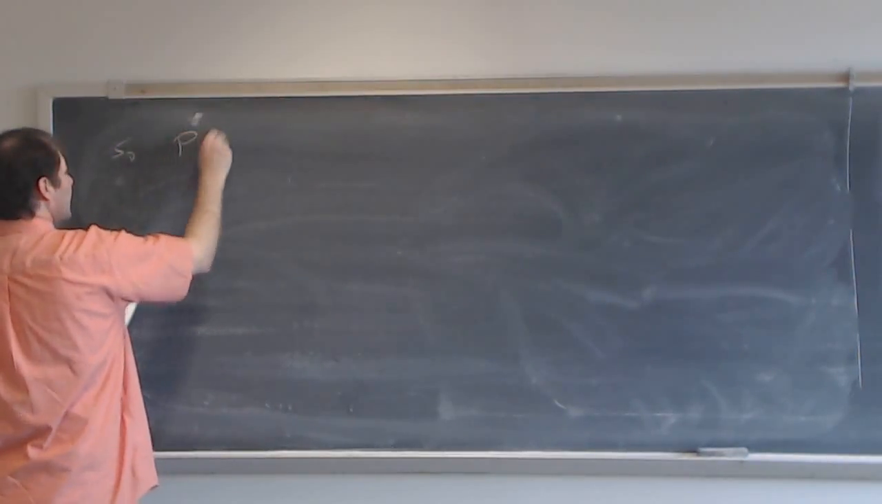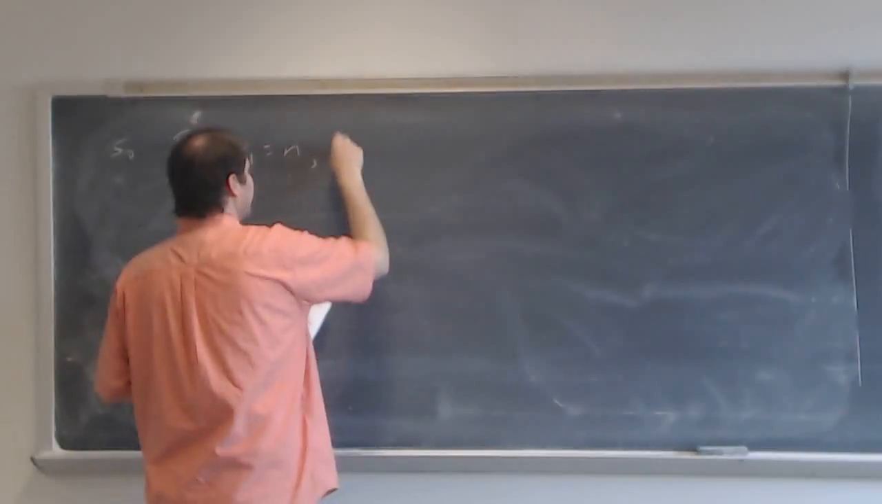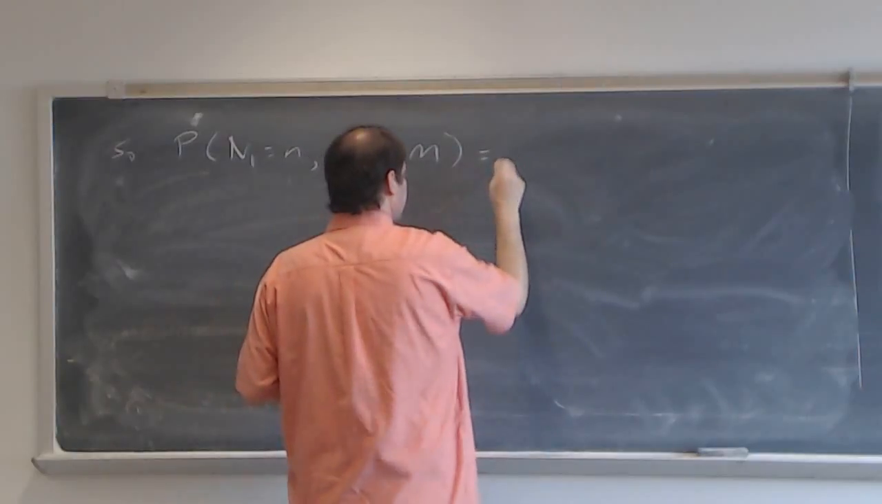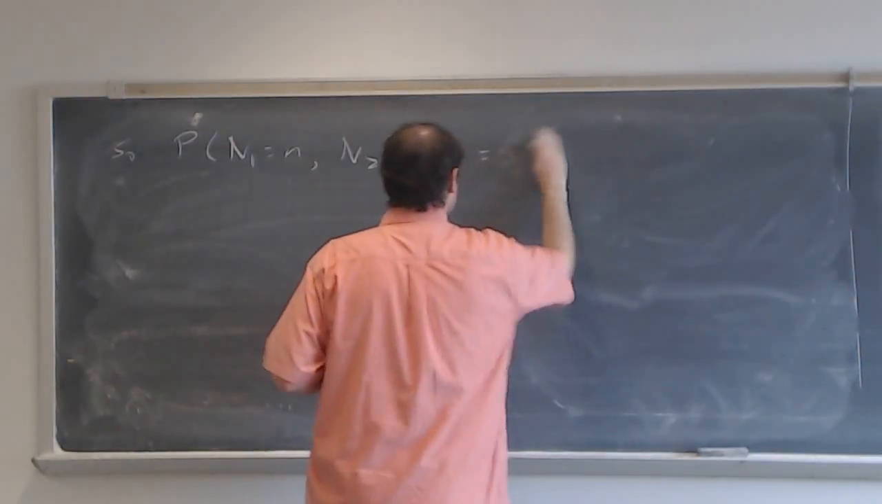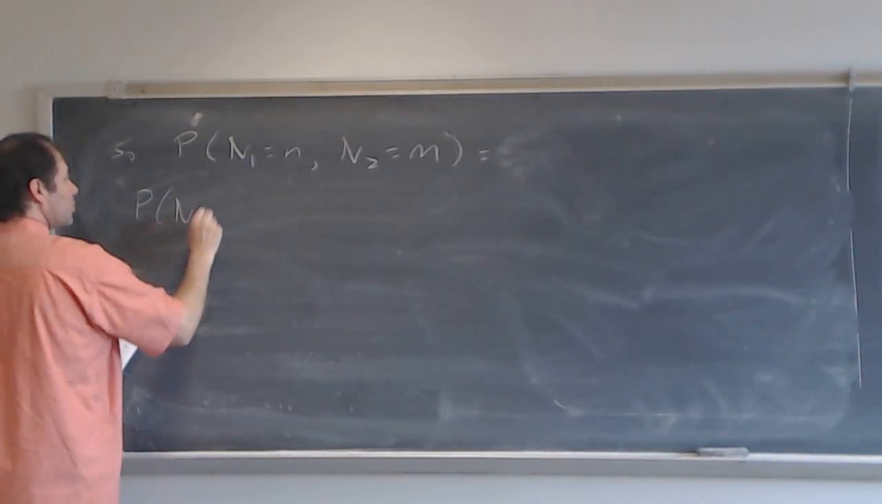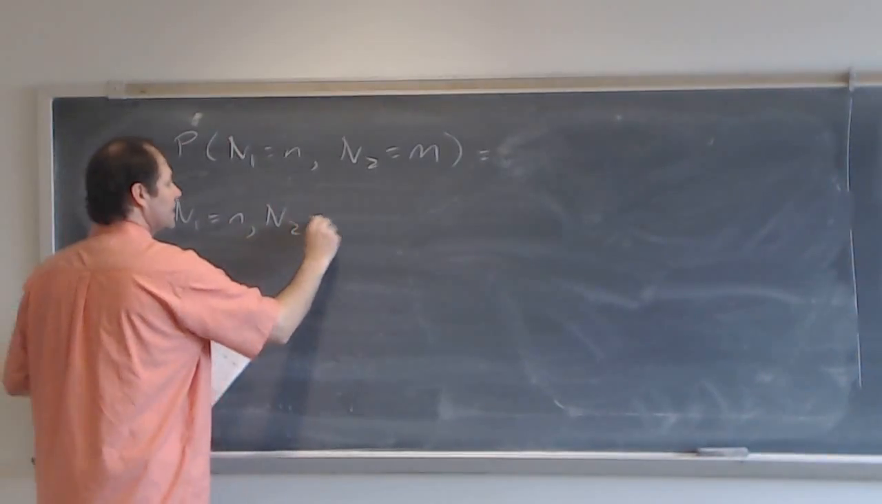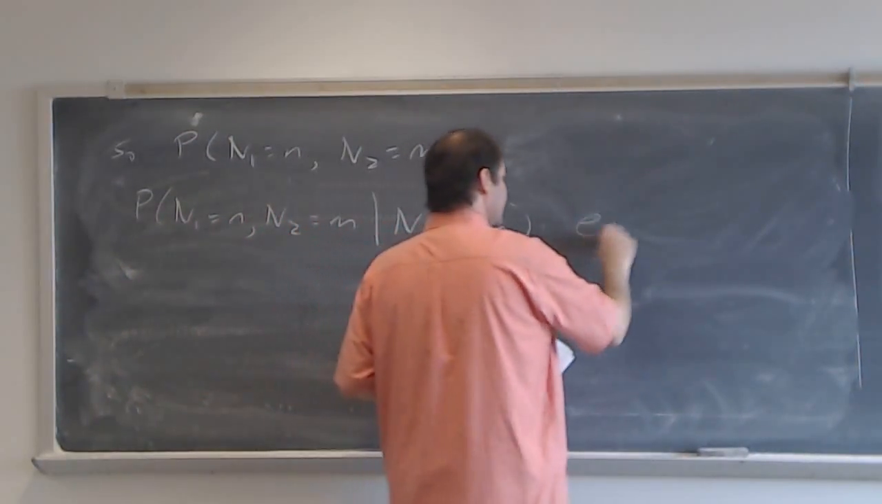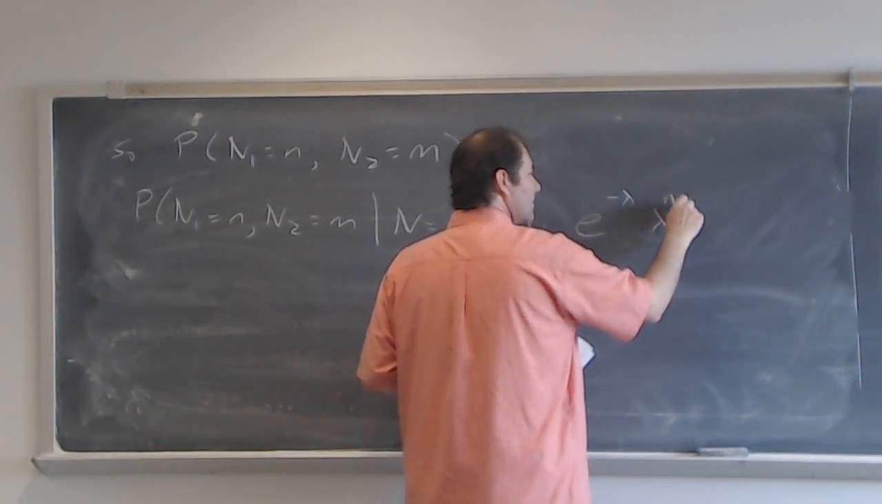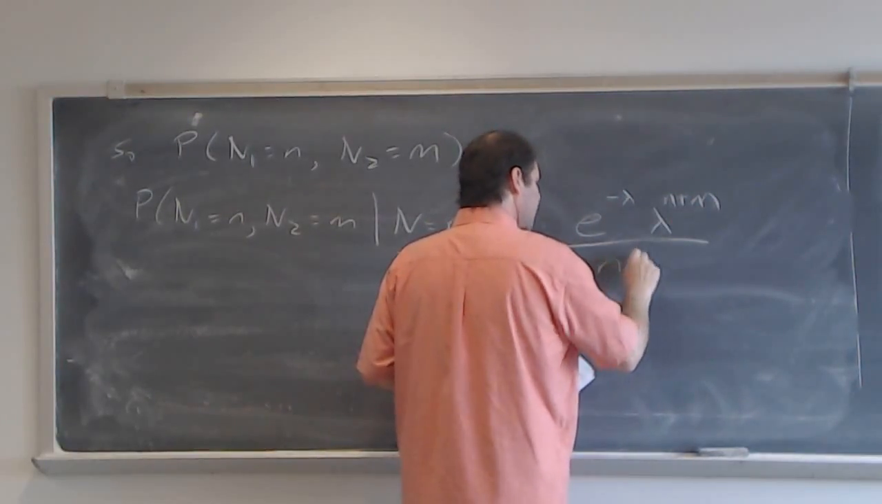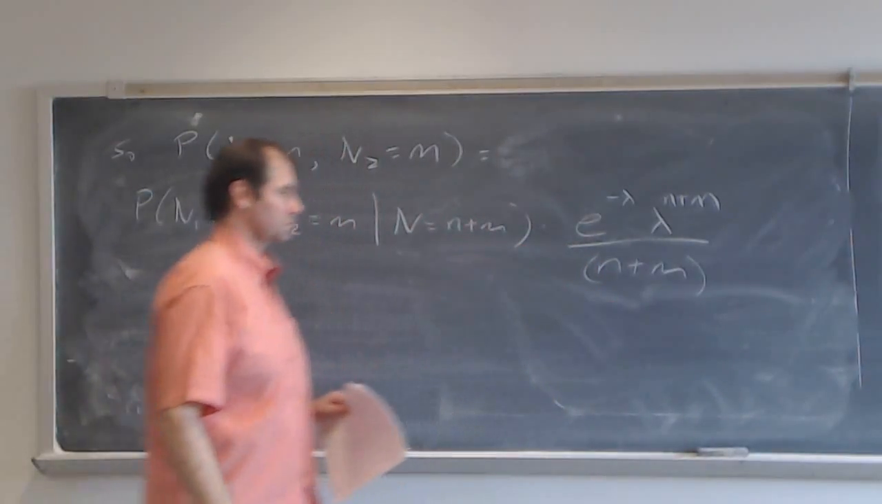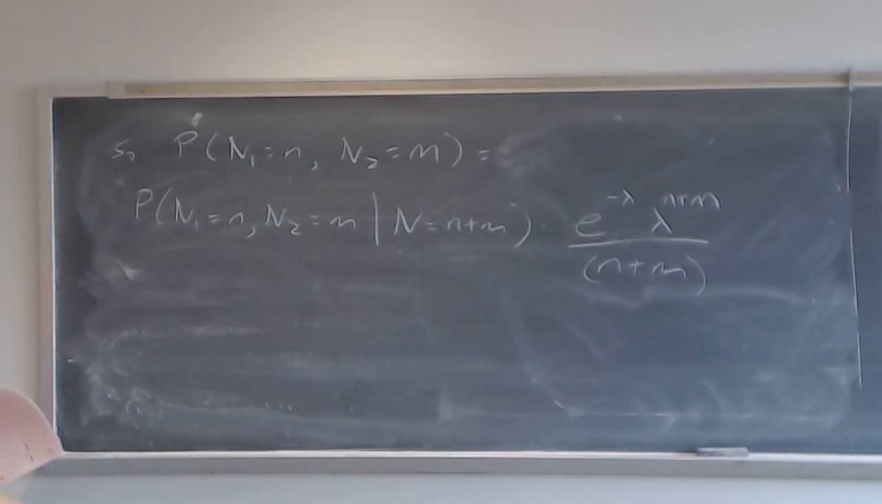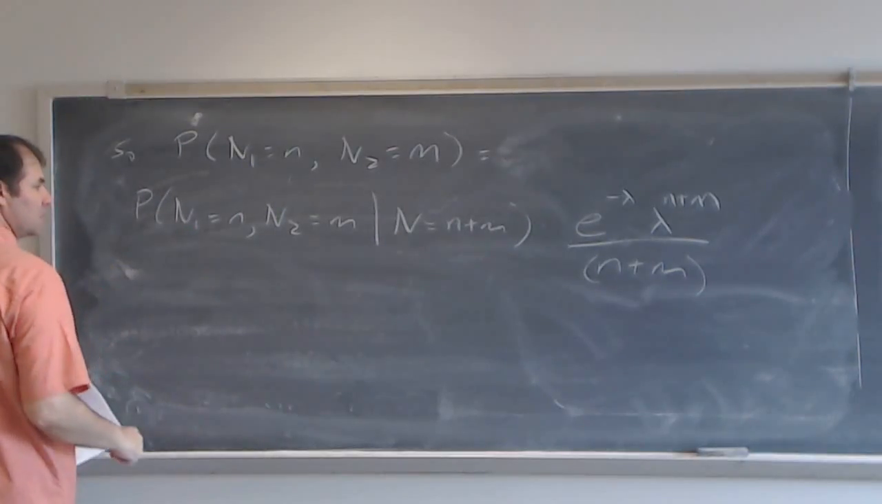So now we're getting close to being able to conclude the problem. So the probability that N1 equals n and N2 equals m is equal to, remember, the probability that N1 equals n, N2 equals m, given N is equal to n plus m, times e to the minus lambda, lambda to the n plus m over n plus m factorial. All right. Now, this we said was a binomial.